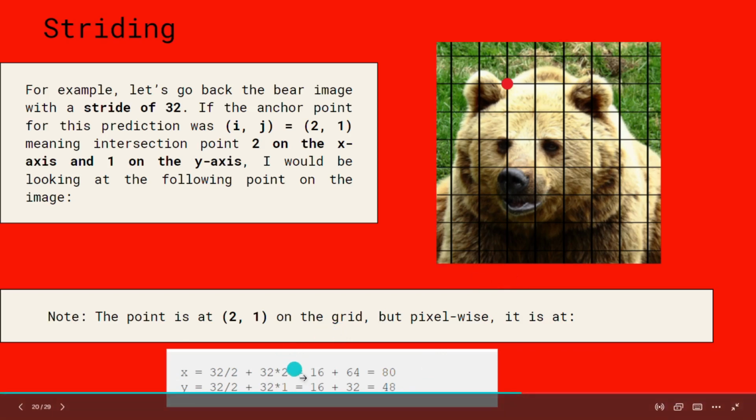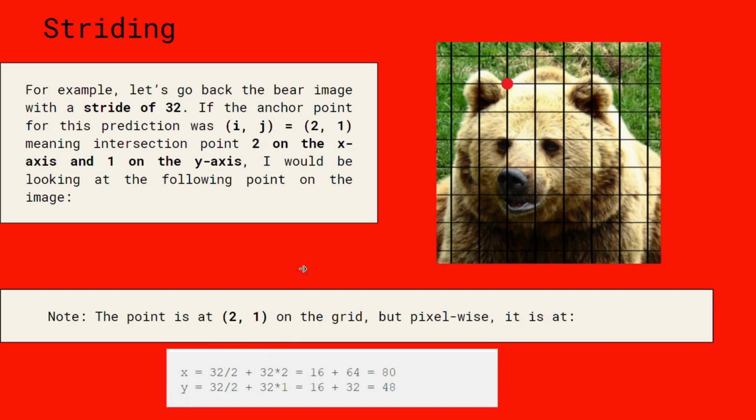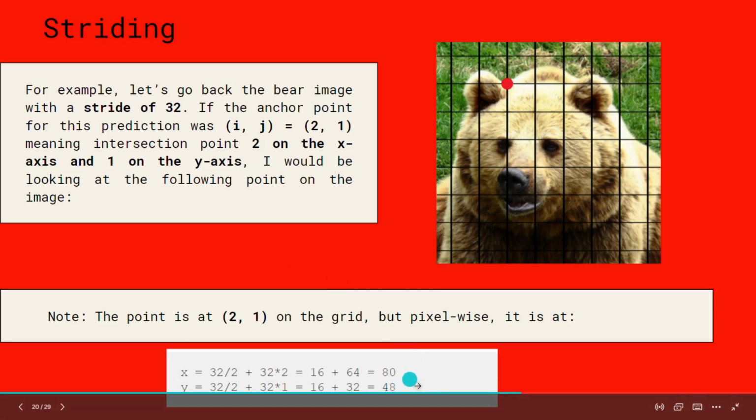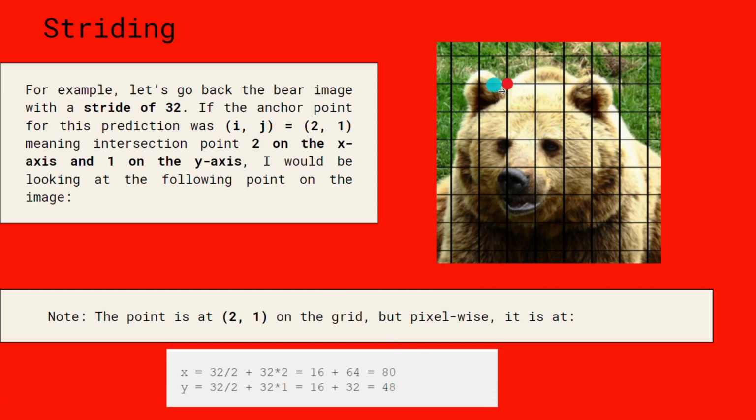We replace the 2 and 1 in the formula in order to compute the x and y, and as you can see here, we have used a stride of 32, and finally we have a pixel-wise output of 80 and 48 in order to get this red point.